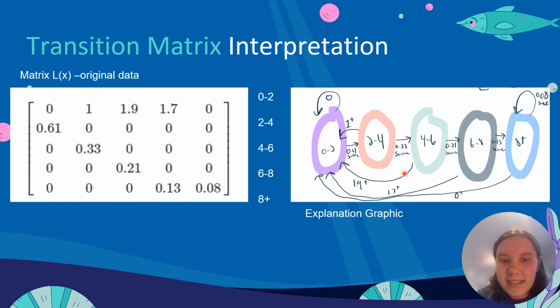And then moving on to the 4 to 6, 0.33 of the 2 to 4-year-olds become 4 to 6. And then the 6 to 8, 0.21 of the 4 to 6 survived to 6 to 8. And of the 6 to 8, 0.13 survive to become the 8 plus. And then you're like, why is this here? Well, that's because the 8 plus is the oldest age group, and of the 8 plus, 0.08 survive to become 8 plus again. So they survive again. And so that's kind of what all these numbers mean.